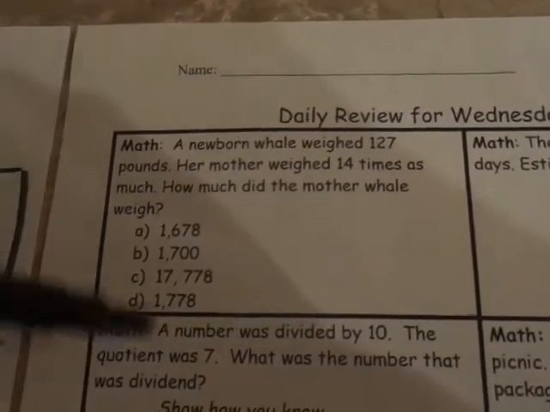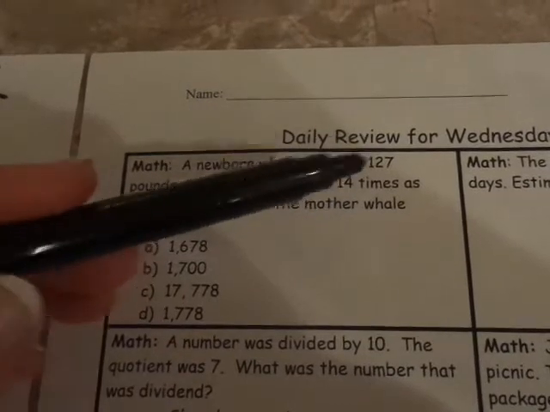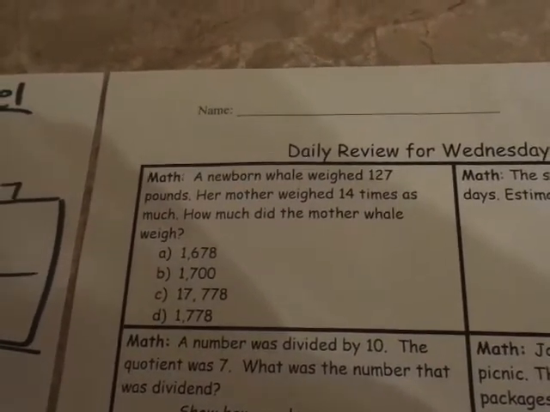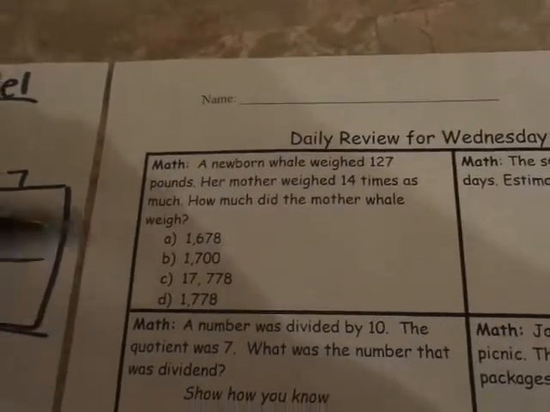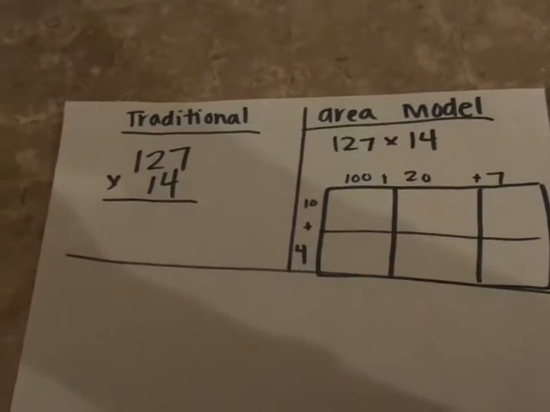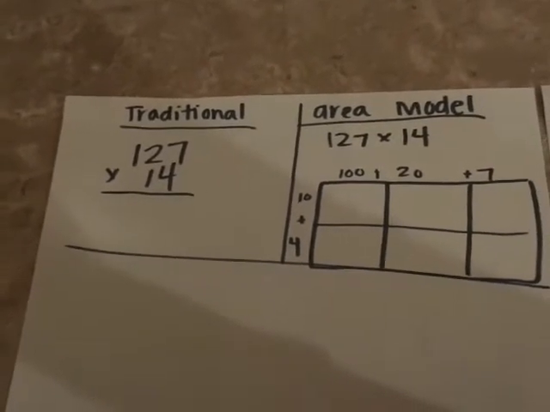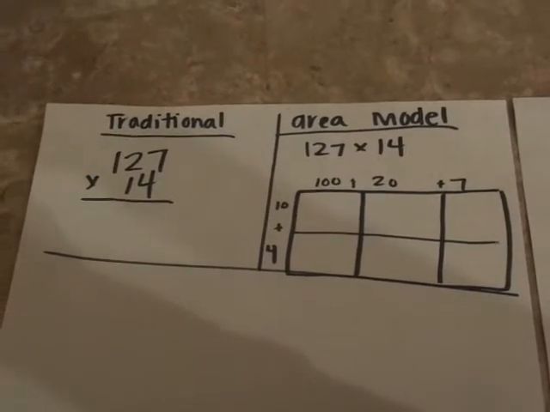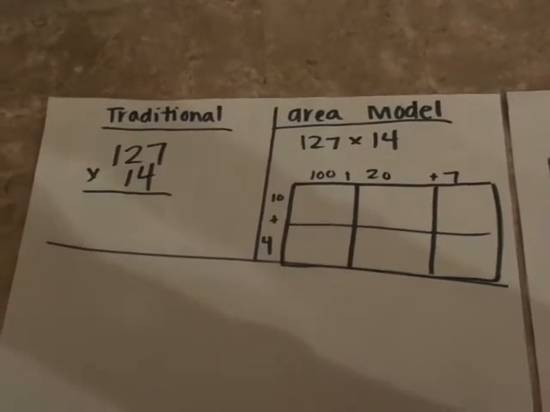Looking at our answers, most of those are a lot bigger than the two factors that we have. I said the word factors, which means we're going to multiply. So I'm going to show you how to multiply using both methods. If you want to use traditional, that's available. If you want to use area model, that's also available for you. Okay? So I'm going to start with area model.